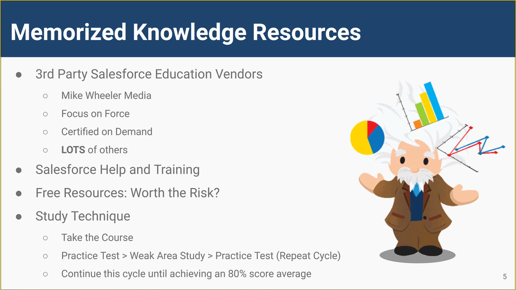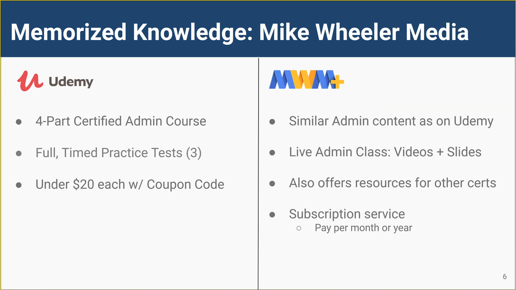First up on our third-party vendors list is Mike Wheeler Media. You can find Mike's material in one of two places, udemy.com and his own website, Mike Wheeler Media. The admin exam content on both sites is kept up to date for the latest release. If using Udemy, be sure to Google Udemy coupon codes. You can usually find one and save a few dollars per course. If you're using his website, he charges a subscription fee per month or year, which can be a bit pricier than Udemy. I believe he does offer a free 7-day trial if you'd like to try before you buy.